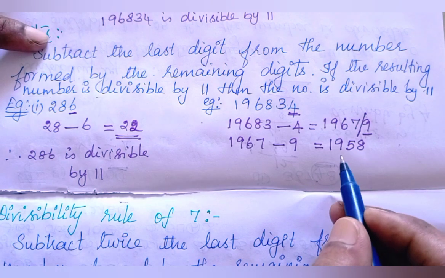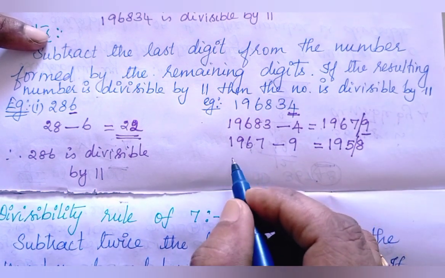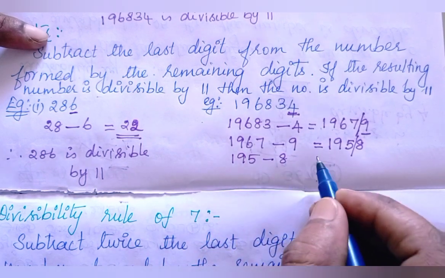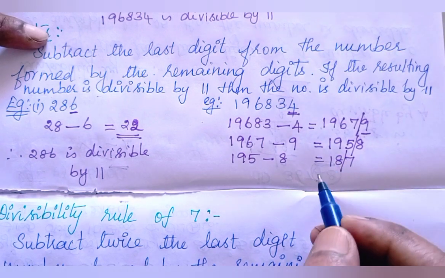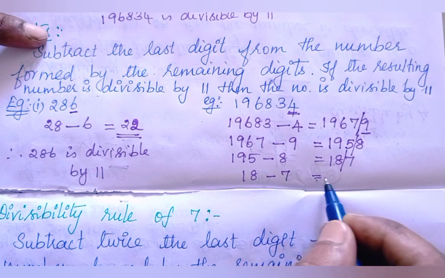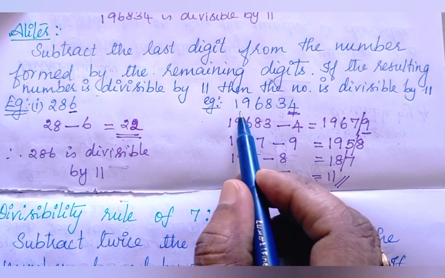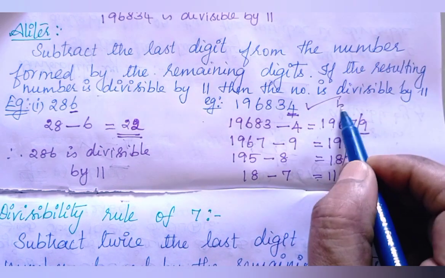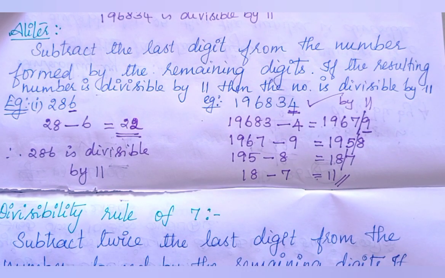We got 1,958. We have to remove the units place of this number. 195 minus 8, we will get 187. Now we have to remove the last digit 7 and subtract it from 18. So 18 minus 7 is 11. So this 11 is divisible by 11. Therefore, 1,96,834 is divisible by 11. So this is the easy way to find the divisibility of 11.